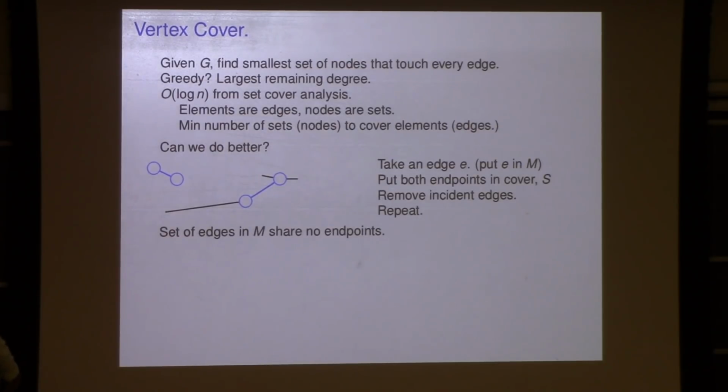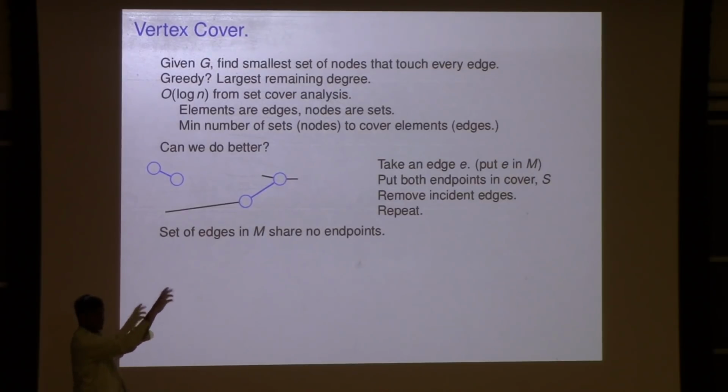Okay. So now look at these 2 edges. They don't share endpoints, right? There's something nice about these edges. Anybody who is covered by this one is not neighboring these. These edges are disjoint. The set of edges in M share no endpoints.